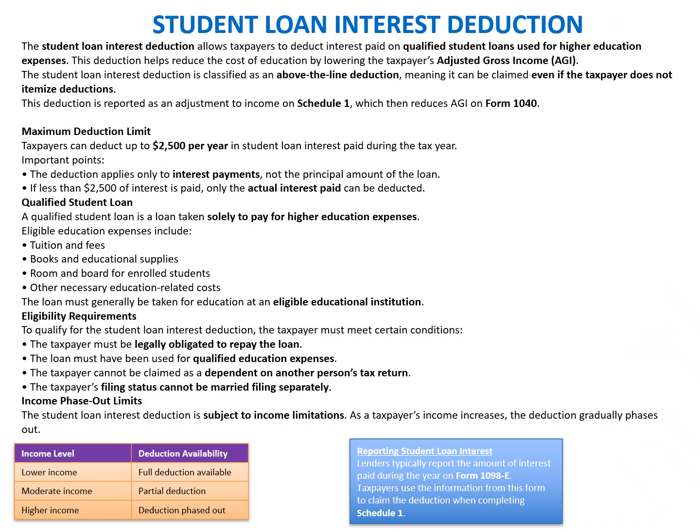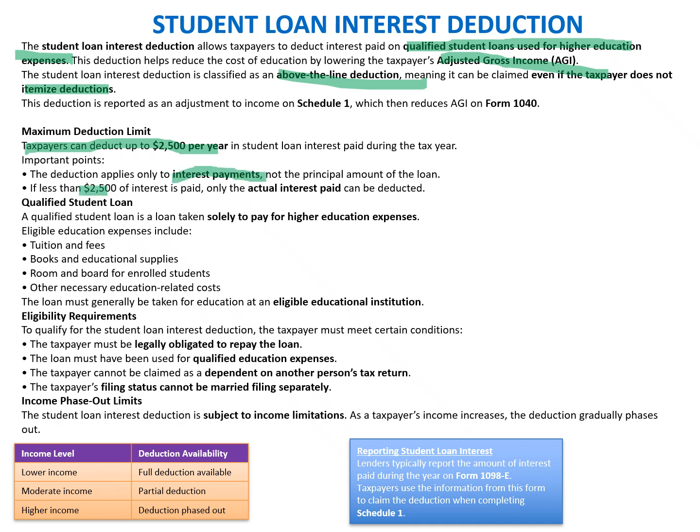Okay, so now we'll talk about each of the deductions separately. First, the student loan interest deduction. The student loan interest deduction allows a taxpayer to deduct the interest paid on a qualified student loan used for higher education expenses. This deduction helps reduce the cost of education by lowering the taxpayer's adjusted gross income. It is classified as an above the line deduction, meaning that it can be claimed even if the taxpayer does not itemize deductions. The maximum deduction limit is $2,500 per year in student loan interest paid during the tax year. The deduction applies only to the interest payment and not to the principal payment.